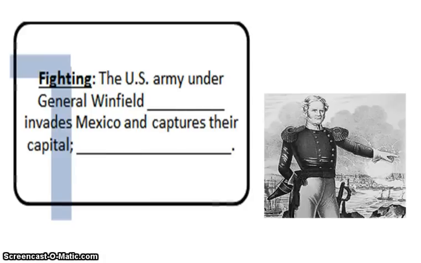Once the fighting starts, the United States puts its forces under the command of General Winfield Scott. He was our number one commander, and he decides that the best thing to do is just to invade Mexico and go after their capital city. So after a few battles, General Scott enters Mexico City and takes over the capital with a big, kind of dramatic victory.